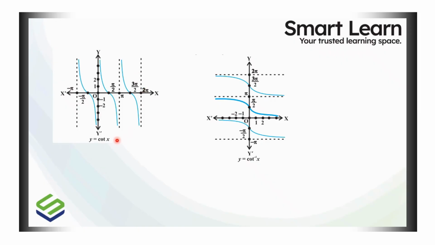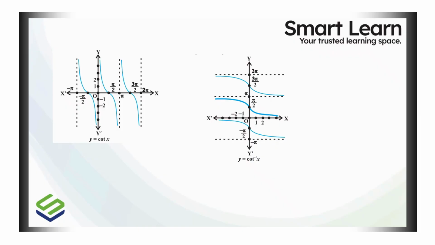Children, this is the graph of cot x and cot inverse x. Here the function is not defined at values of n pi, because cot is 1 by tan, and 1 by tan 0 is 1 by 0, which is not defined. So cot 0 is not defined. Here this came as the domain and this came as the range, and the graph will be like this.